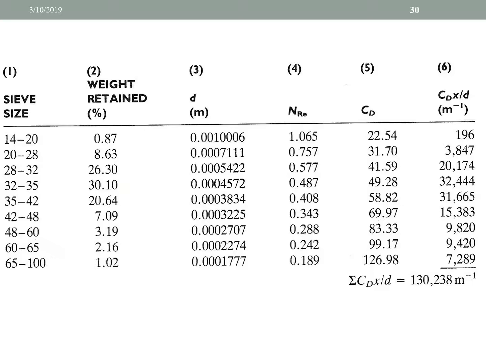If you see here, in the first column you have the sieve analysis, and in the second you have the weight retained. If you remember soil class and the soil lab that we had, with standard sieves, we put the soil and we weighed all of the detained or retained solids.